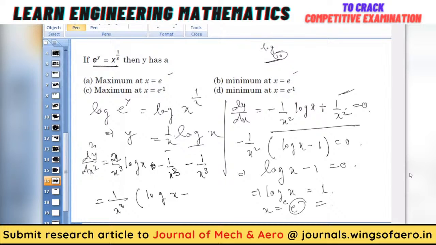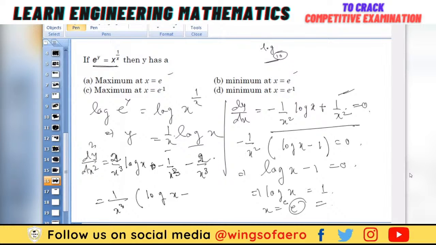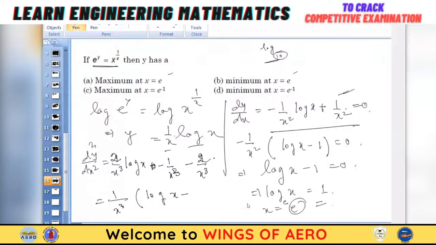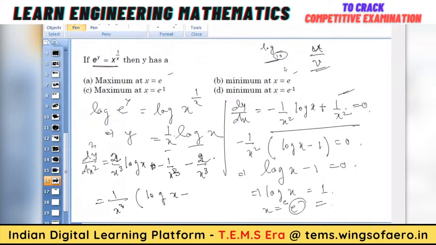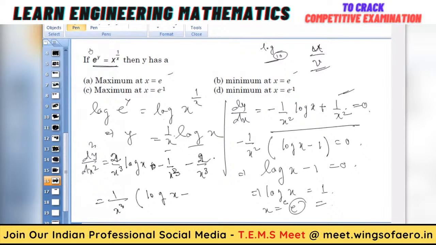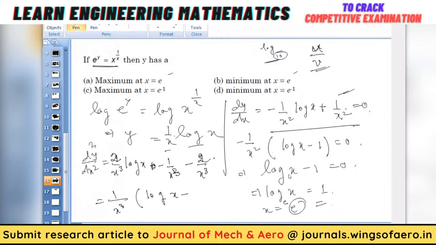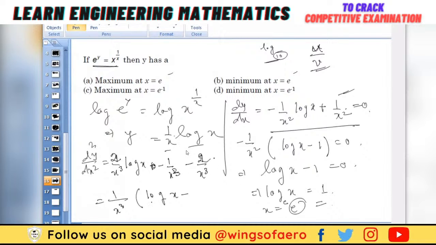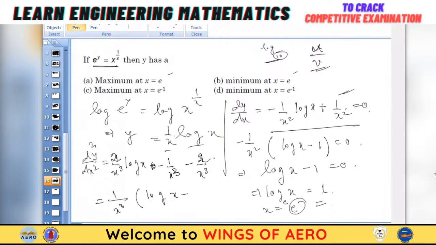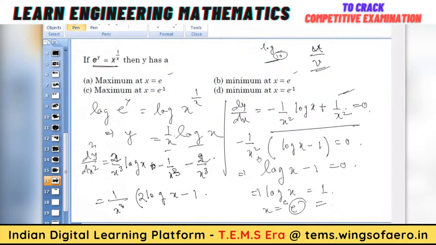Like it is uv dash minus vu dash divided by v square. No, not v square. V square is the u by v formula. Yes, sir, it is not u by v; it is u into v. So it becomes minus of 2 by x cube. Yes, 2 by x cube and 1 by x cube. It can be taken common. So it is 2 by x cube, log x minus 1, minus 2.